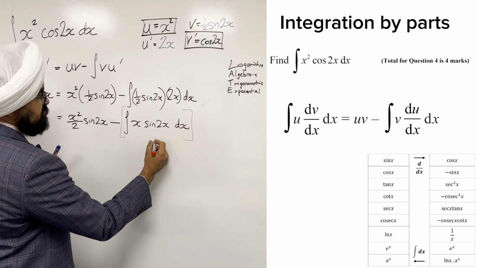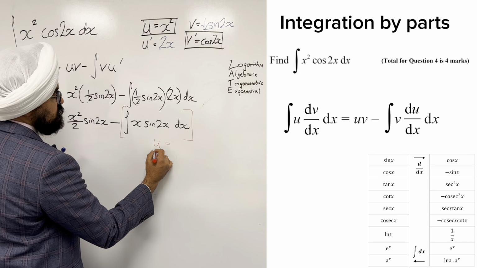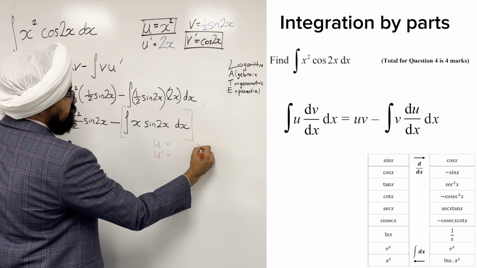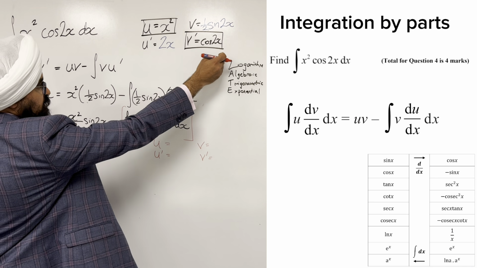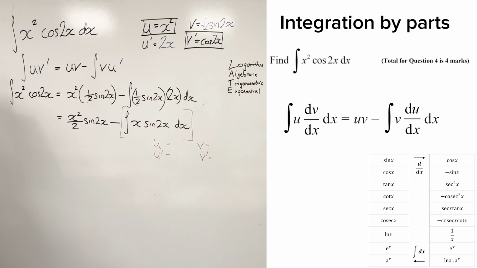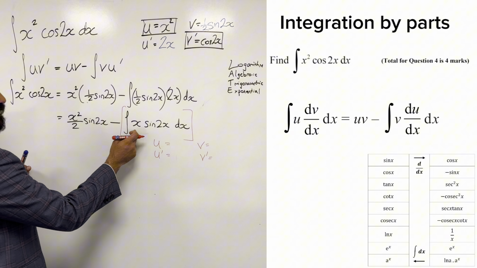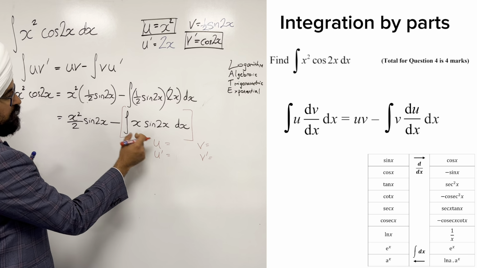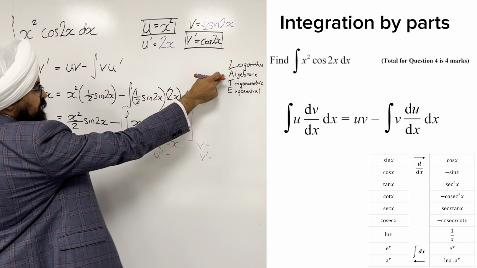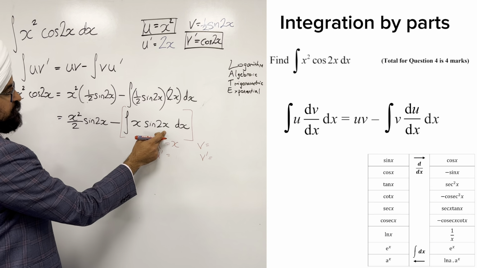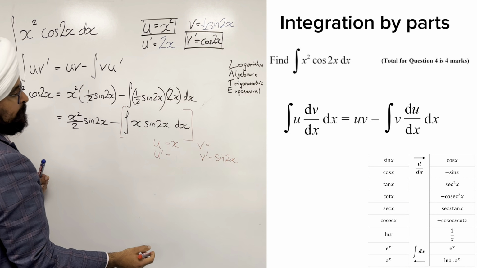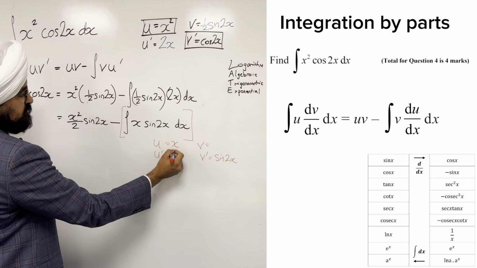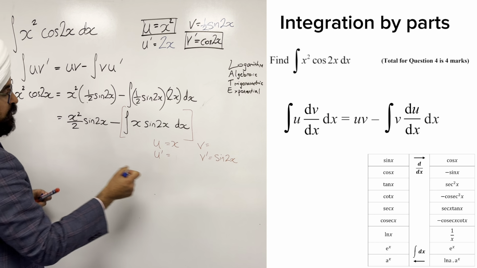So the same process will be followed. u equals, u dash equals, v dash equals. And using my LATE, I can actually think about what do I need to make u. So my u here is x, because that's my algebraic term, and my trigonometric one will be v dash, that's sine 2x. And now if I differentiate x, you will end up with 1.